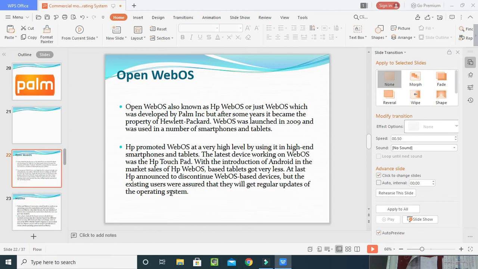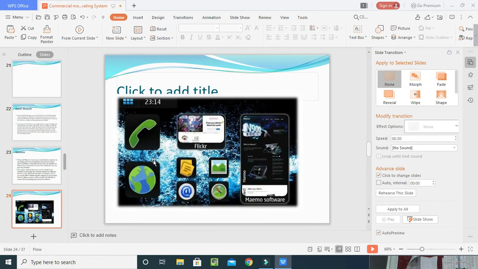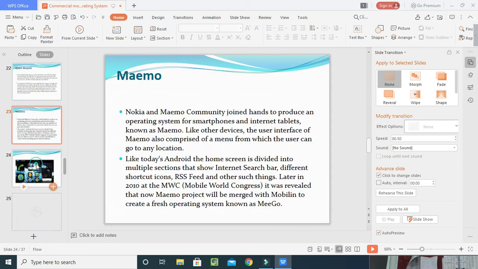Now, Open Web. It is also one of the operating systems. These are the pictures. Now, Maemo. Nokia and the Maemo community joined hands to produce an operating system for smartphones and internet tablets known as Maemo. Like other devices, the user interface of Maemo comprises a menu from which the user can go to any location. That means the user can go from one location to another using the operating system.